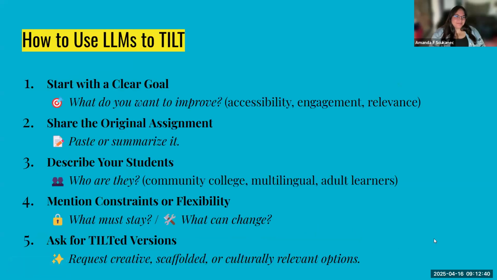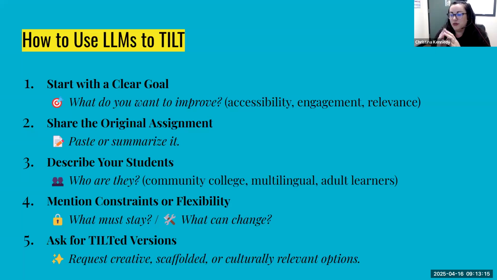So these are our step-by-step suggestions on how you should use large language models to TILT your assignments. The first thing is to figure out what your goal is when you want to TILT this assignment. What exactly in this assignment do you want to improve? Do you want it to have a clear purpose, task, and criteria for success? Do you want it to be more accessible, more equitable, more engaging for your students, maybe relevant to your specific student demographic at the institution you're working at?